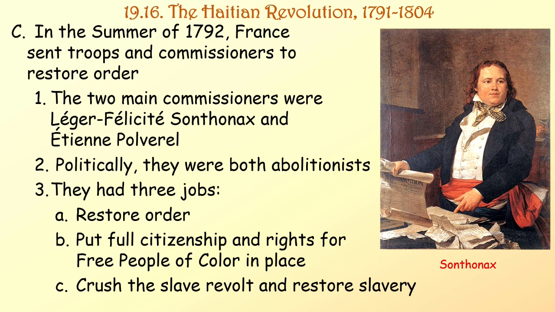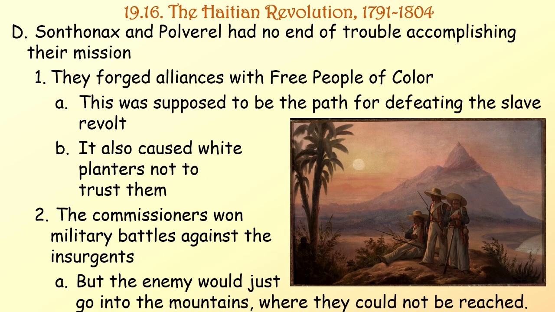In the summer of 1792, France sent troops and commissioners to restore order in Saint-Domingue. And the two main commissioners were Léger-Félicité Sonthonax and Etienne Polverel. Politically, they were both abolitionists, and they had three jobs. Number one, restore order. Number two, put full citizenship and rights for free people of color in place. And number three, crush the slave revolt and restore slavery. Sonthonax and Polverel had no end of trouble trying to accomplish this mission.